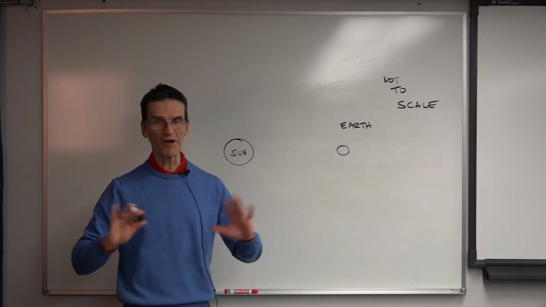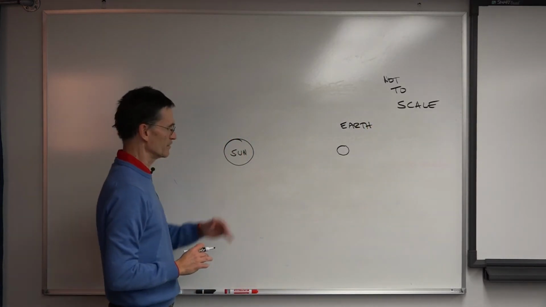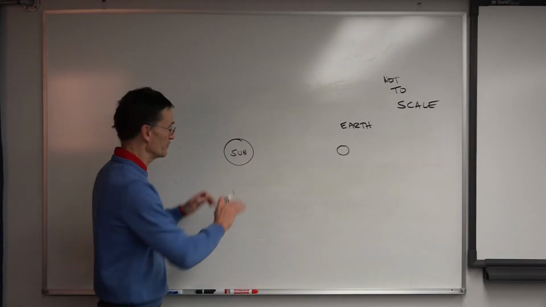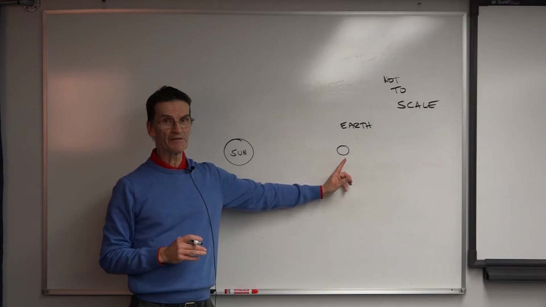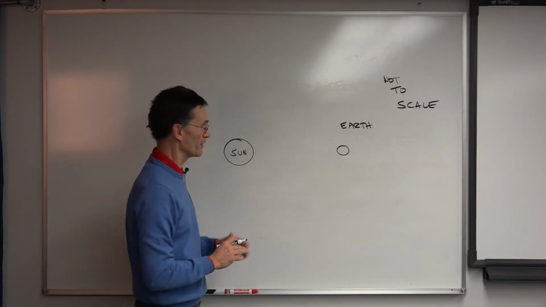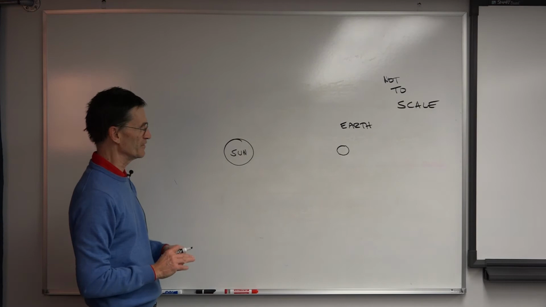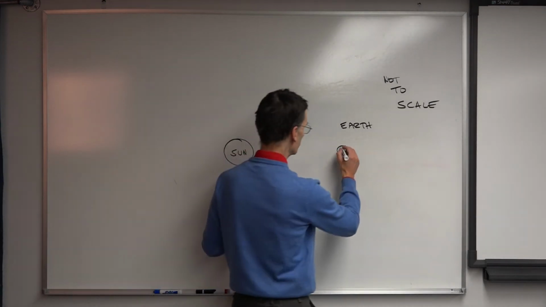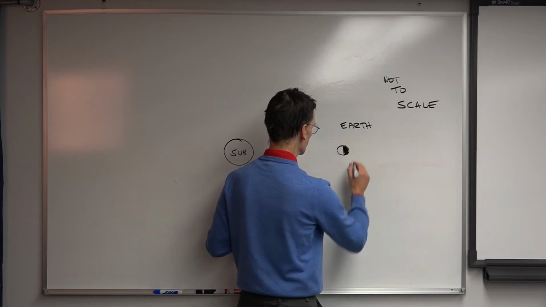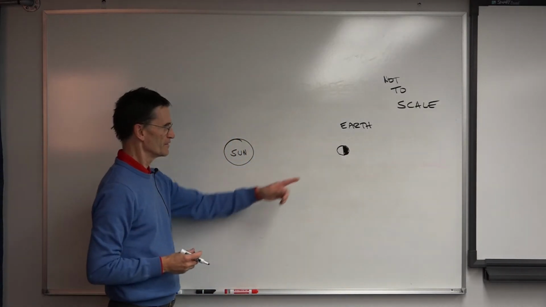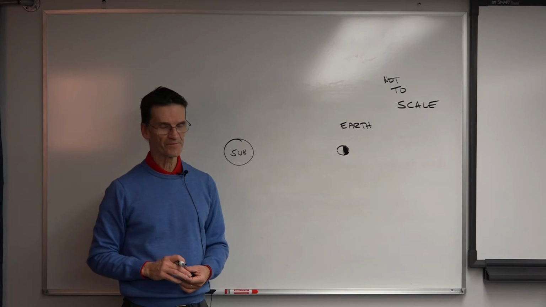This is way, way, way out of scale. Here's the sun. The sun gives off light and heat, so it's giving off light in all directions. Half the Earth is going to be in daylight and half is going to be dark. The side of the Earth facing the sun is lit. The side away is dark. So I'll just draw that the obvious way, make half of the Earth dark. This is daytime, that's nighttime.